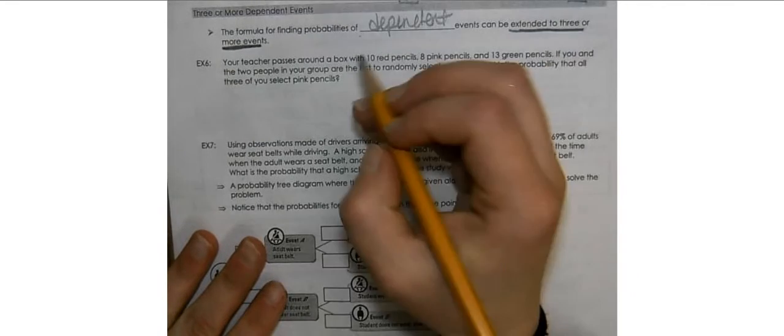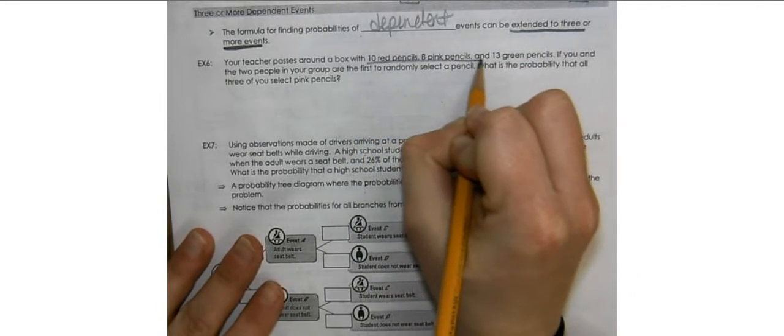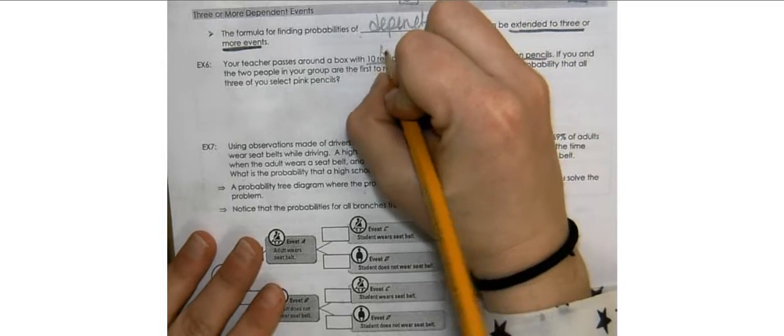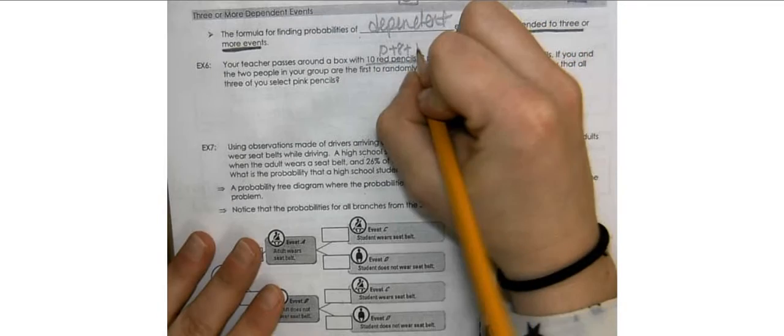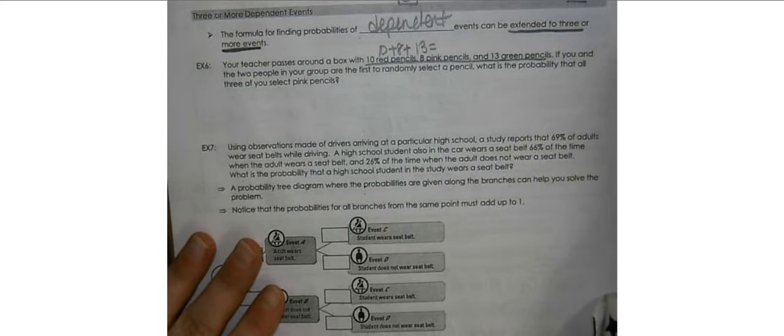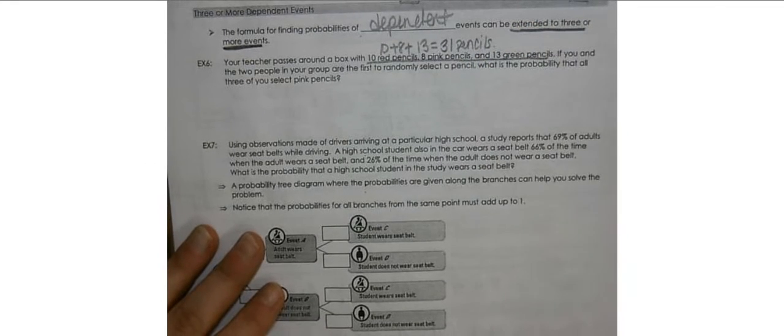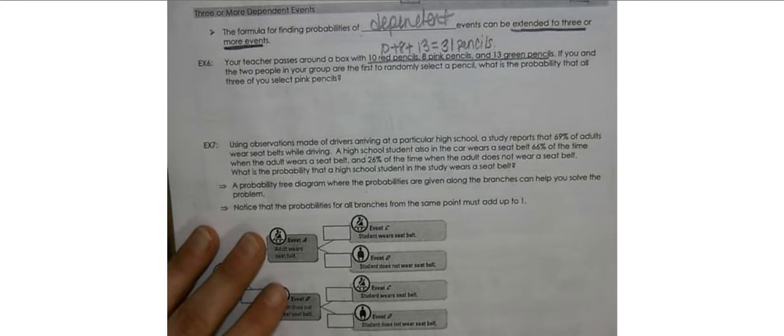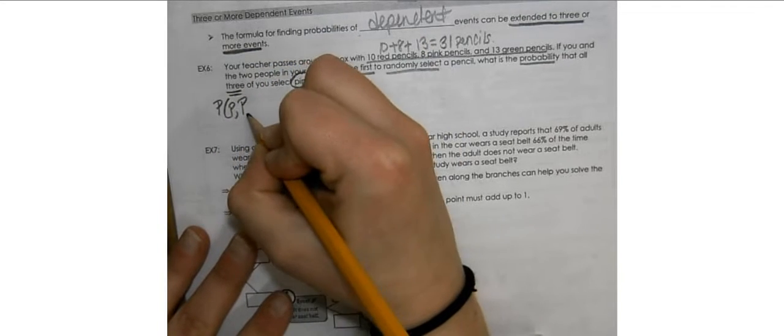Okay, so the first thing that we want to do is find the total number of pencils in that box. So I'm going to add together 10 plus 8 plus 13. And 10 plus 8 is 18, and 18 plus 13 is 31. So there are a total of 31 pencils in this box. And if you and the 2 people in your group are the first to randomly select a pencil, what is the probability that all 3 of you select pink pencils? So what we want is the probability that you select a pink, and then your neighbor selects a pink, and then your other neighbor selects a pink.